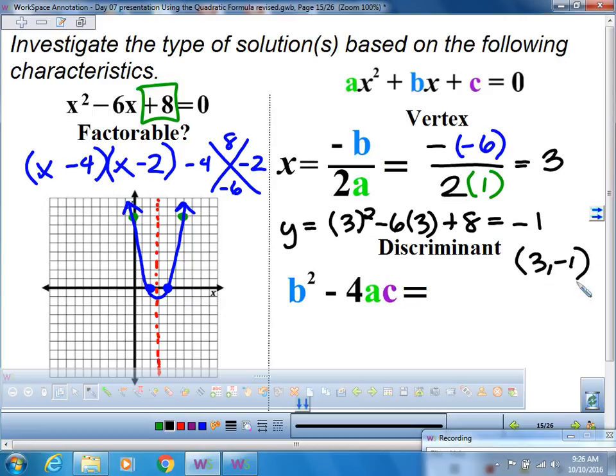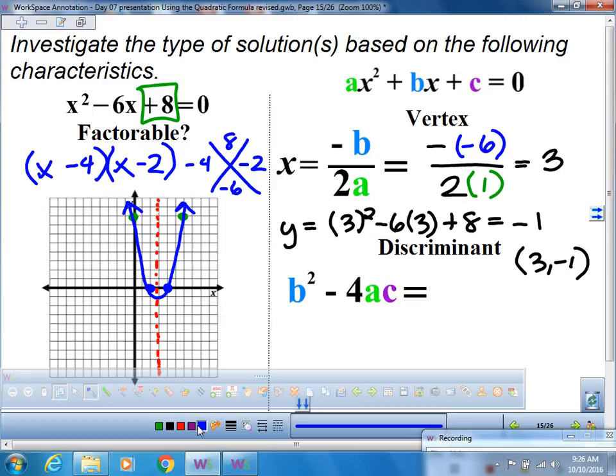Does that work with my picture? 3, negative 1. That looks like it's going to be right on, right? Yes. And then I'm going to double check that I have 2 roots with my discriminant.